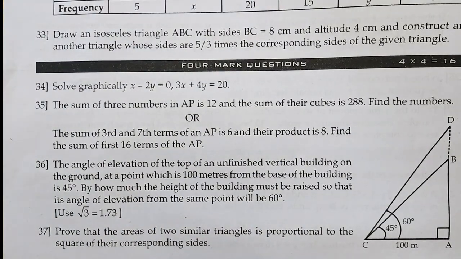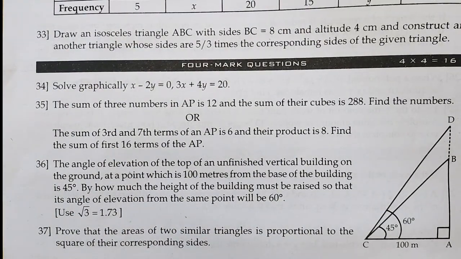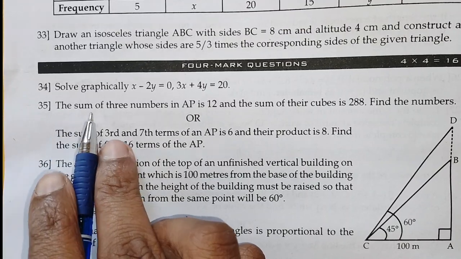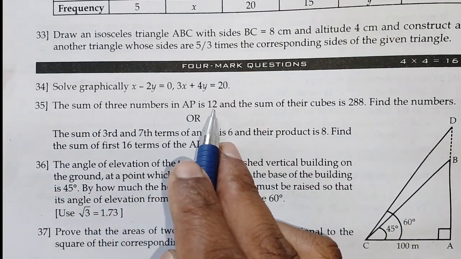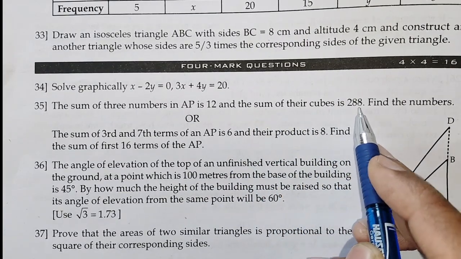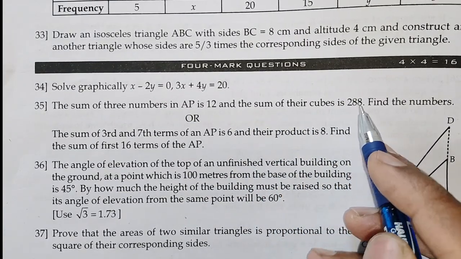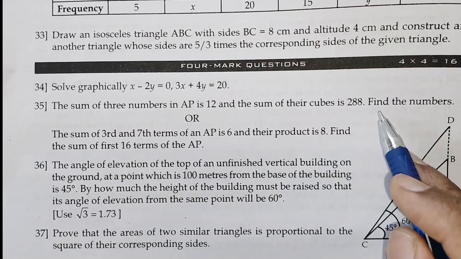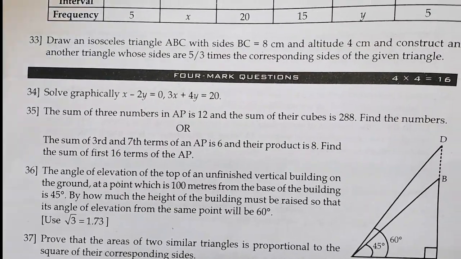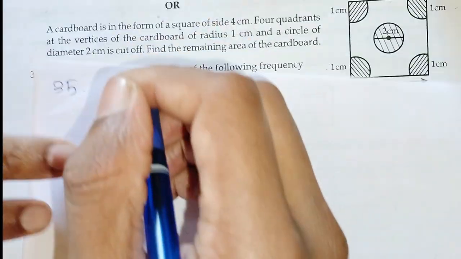Next, go on to the next arithmetic progression problem from the next question paper. The sum of three numbers in AP is 12, and the sum of their cubes is 288. Find the numbers. Simple. There are three terms in an AP. This given data is three terms in an AP.